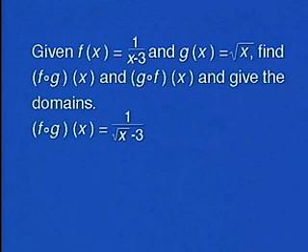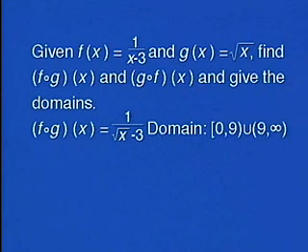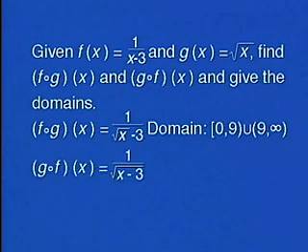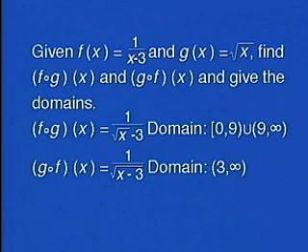You should get f circle g of x is equal to 1 divided by the square root of x minus 3, where its domain is from 0 to 9, not including 9, but including 0, and from 9 to infinity. g circle f is equal to 1 divided by the square root of x minus 3, where that domain is from 3 to infinity, not including 3. Let's go through these problems.